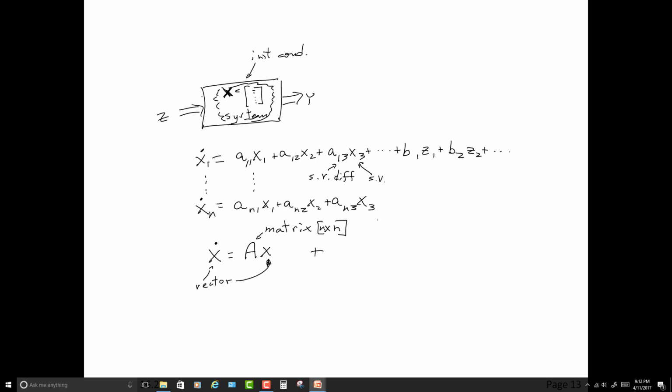Okay? Now the same thing is going to go on with B. I think we understand that. So this can go on with B. And what will this be now? We have input Z1, and it's related to the nth state variable. So this must have been B11, right? This would have been Bn2 times the second input, and so on.